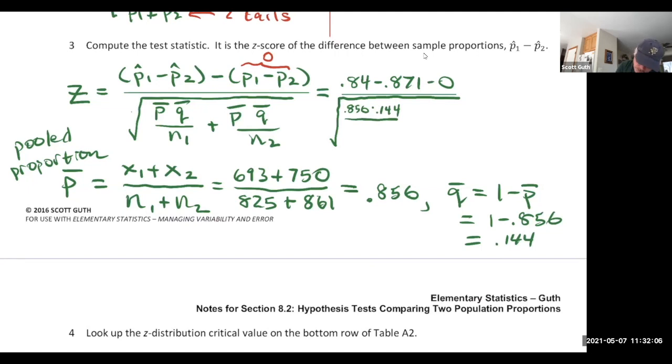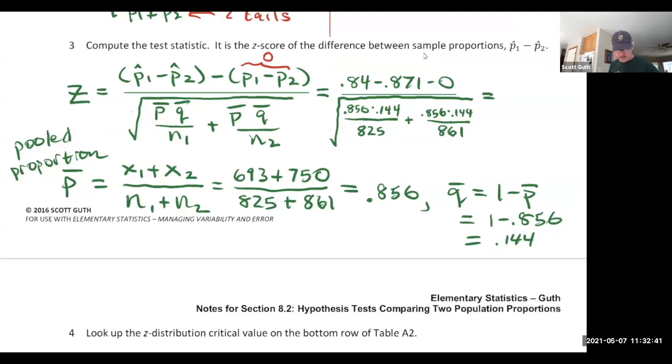N1 is 825. Because we're assuming the population proportions are equal, we use that same numerator on both of them. But the denominators are different. All right, see if you can do that.